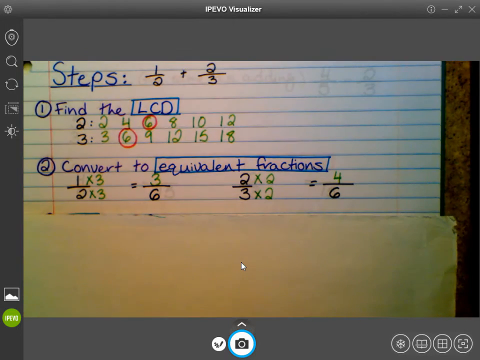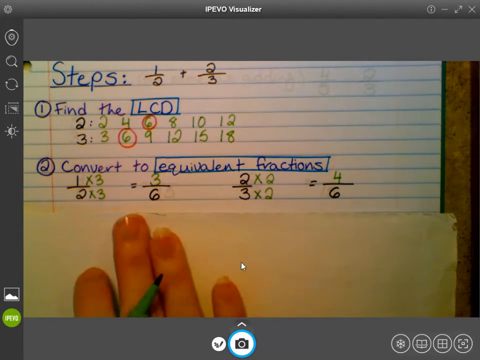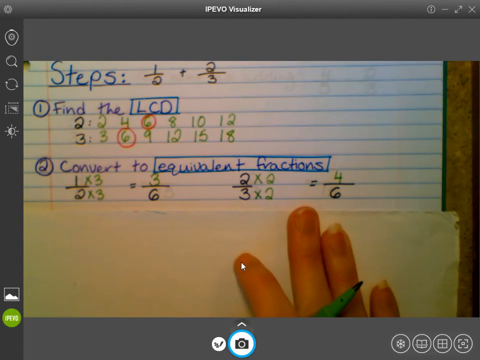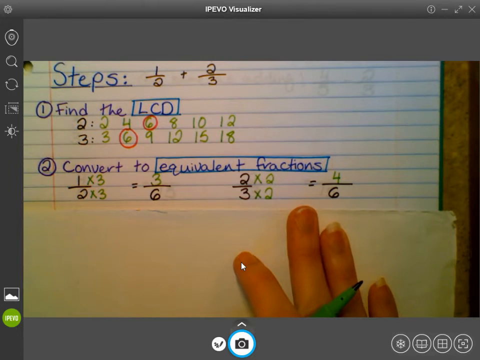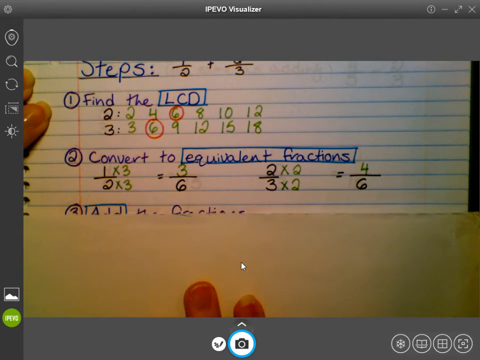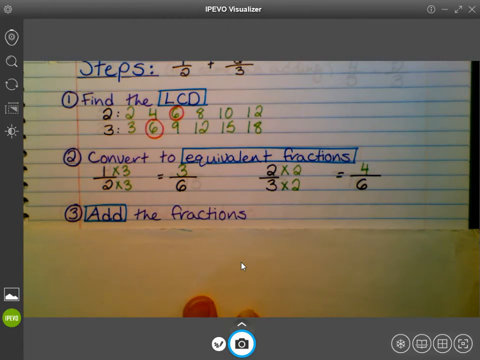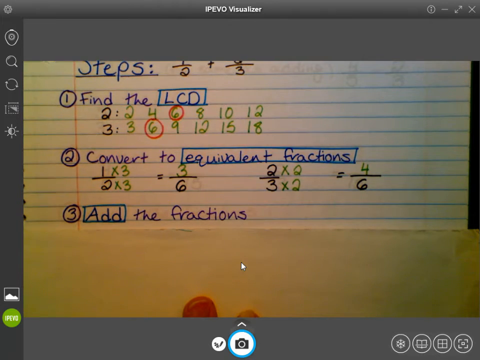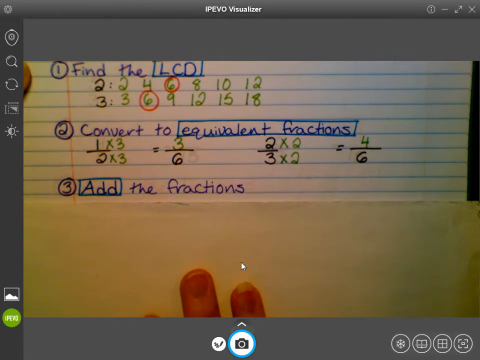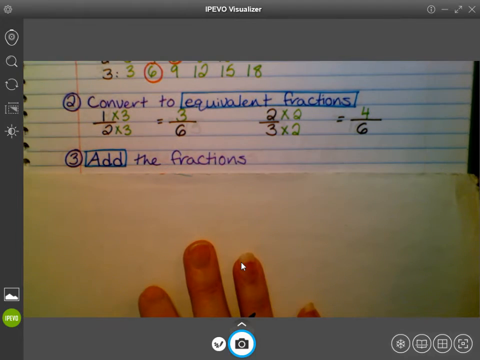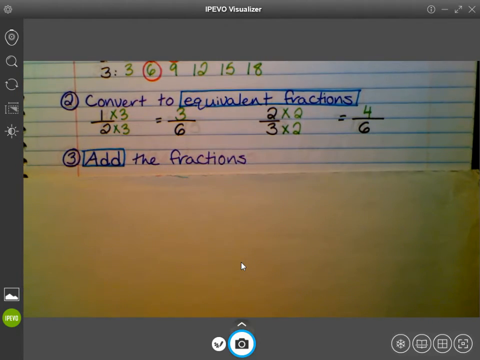So, yesterday we would have stopped here, right? We would have gotten 3/6 and 4/6. This is where we add the extra step. Then we add our fractions. So number 3, step 3, add the fractions. So step 3, add the fractions.